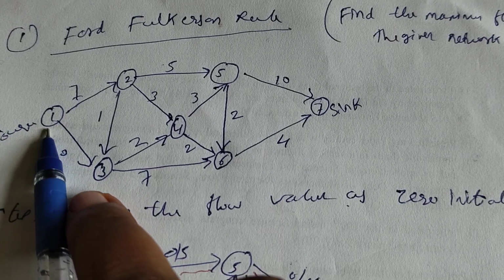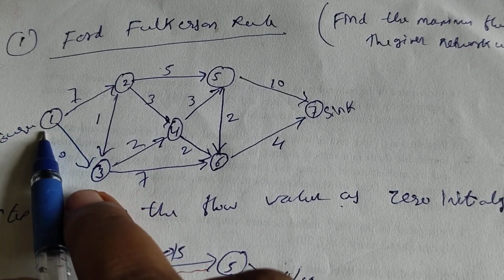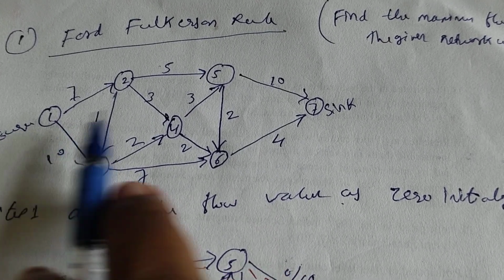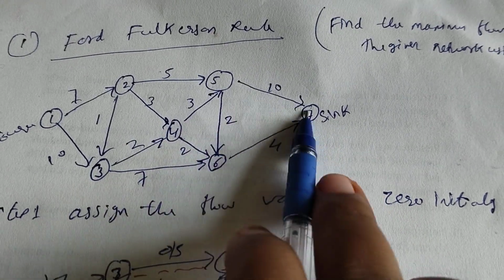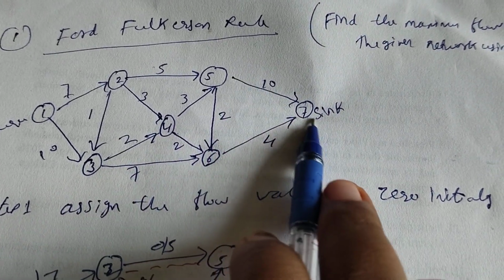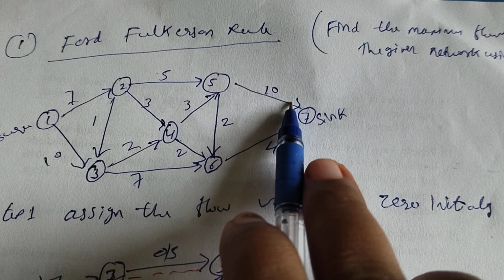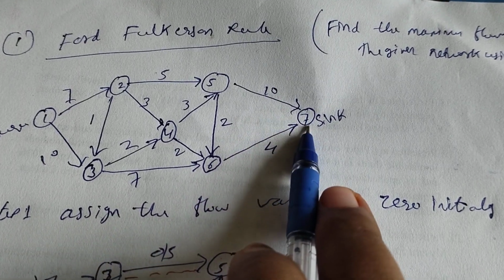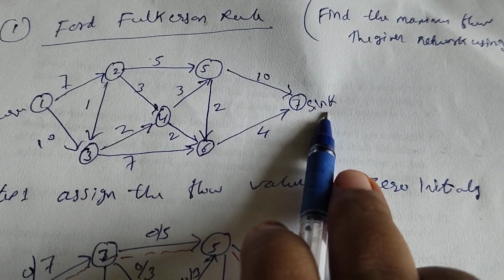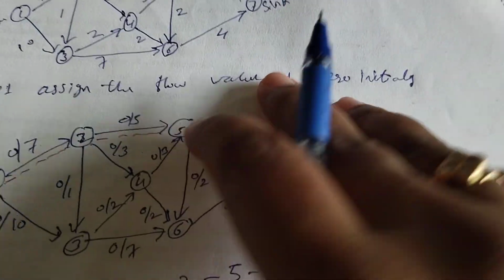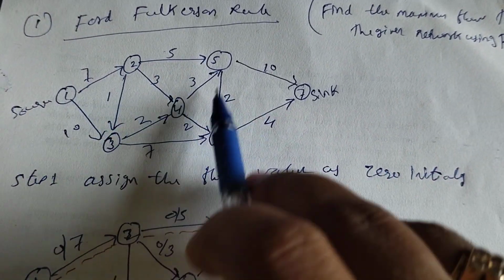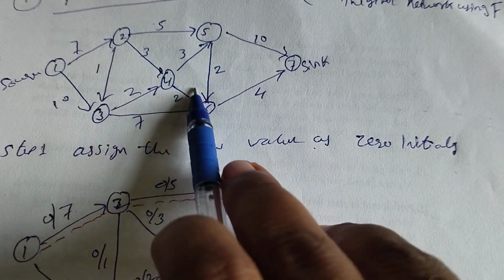The initial point, the point to which there is no inward flow, we can call a source, and the point towards which all the arrow marks are flowing is known as a sink. Here all the arrow marks are towards 7, so point 7 we can call a sink. Now initially we will assign the total flow of this network as 0.